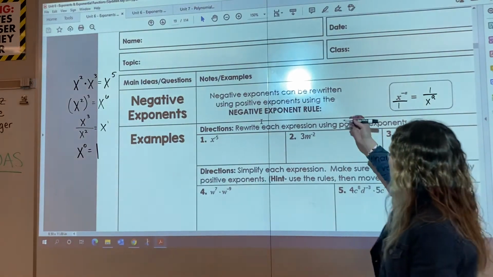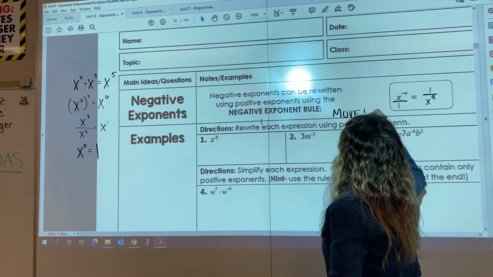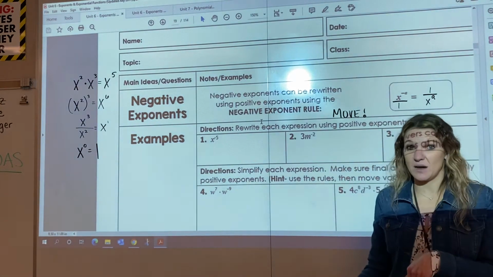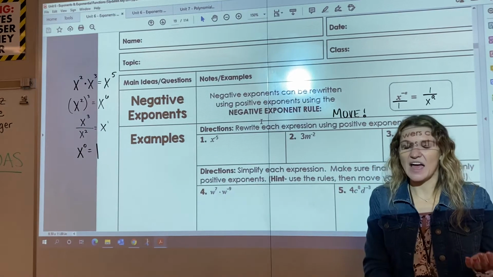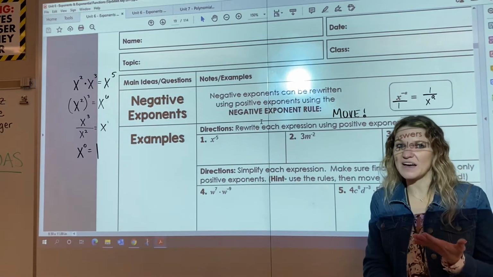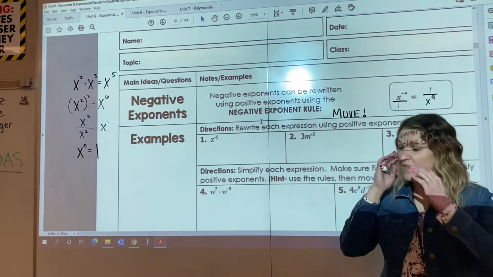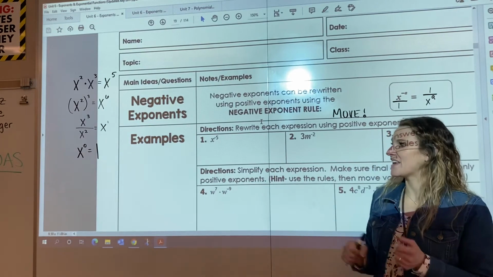What I like to do is I like to write "move." You have to move your exponent. I don't want to say that you always put it into the denominator, because sometimes you'll have negative exponents in the denominator. And in order to make those positive, you're going to have to put them into the numerator. So you're going to have to move them. If you don't already have a fraction, you're going to have to make a fraction, sort of like in example 1.